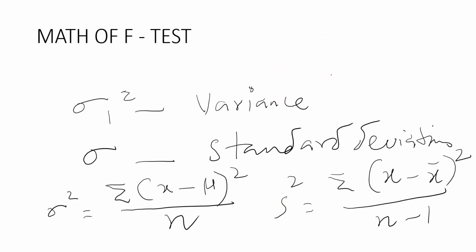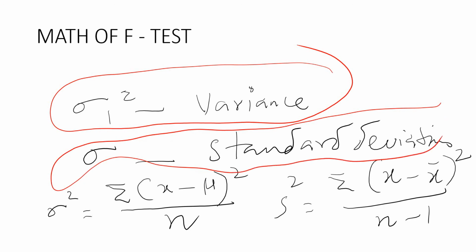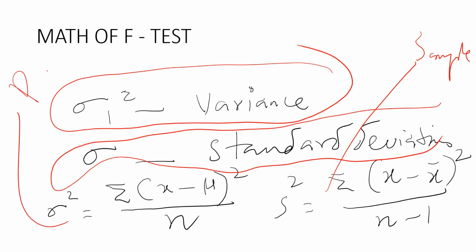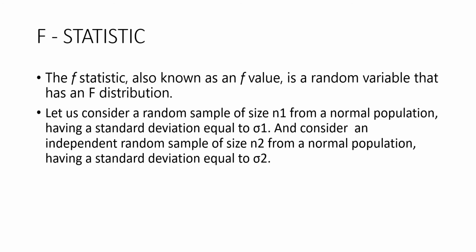These letters you are familiar with. Sigma 1 square is the variance and sigma is the standard deviation. The equation for variance is sigma of x minus mu, the whole square, by n. This is for population, and the second equation is for sample: sigma of x minus x bar, the whole square, by n minus 1. Fine, simple. See, the math of F test is generally the larger estimate of variance by the smaller estimate of variance. That's what we discussed.